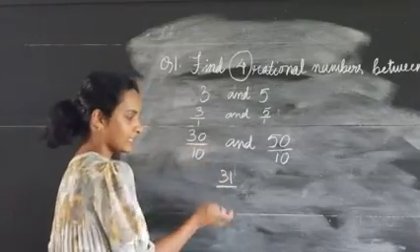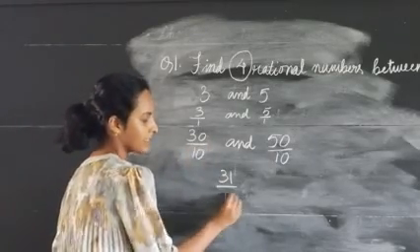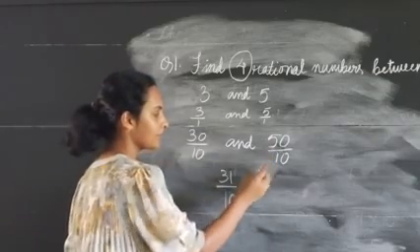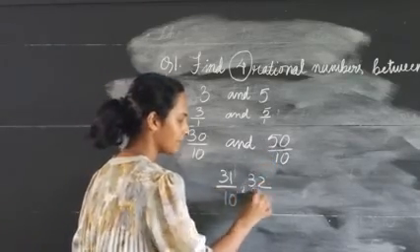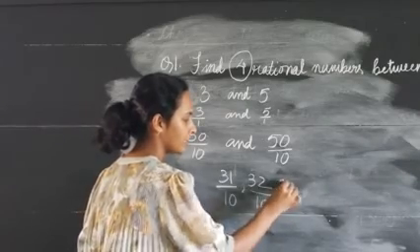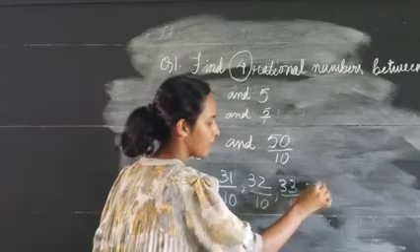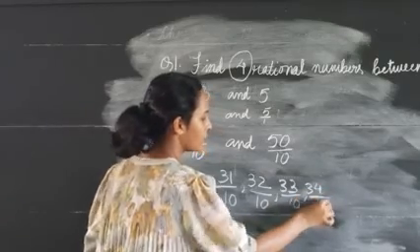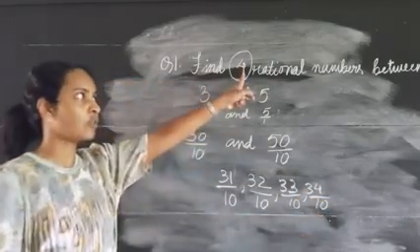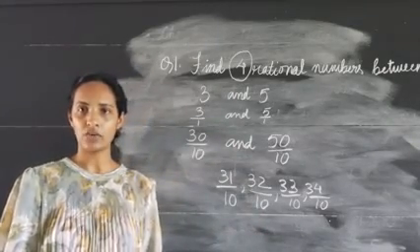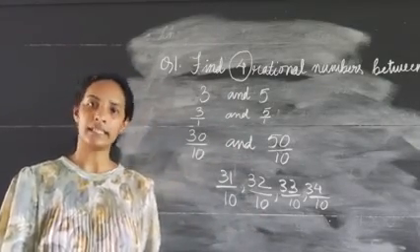So 30, next is 31 by 10. The denominator remains the same, okay? 31 by 10, 32 by 10, 33 by 10, 34 by 10. Why did we stop here? Because we need only 4 rational numbers.